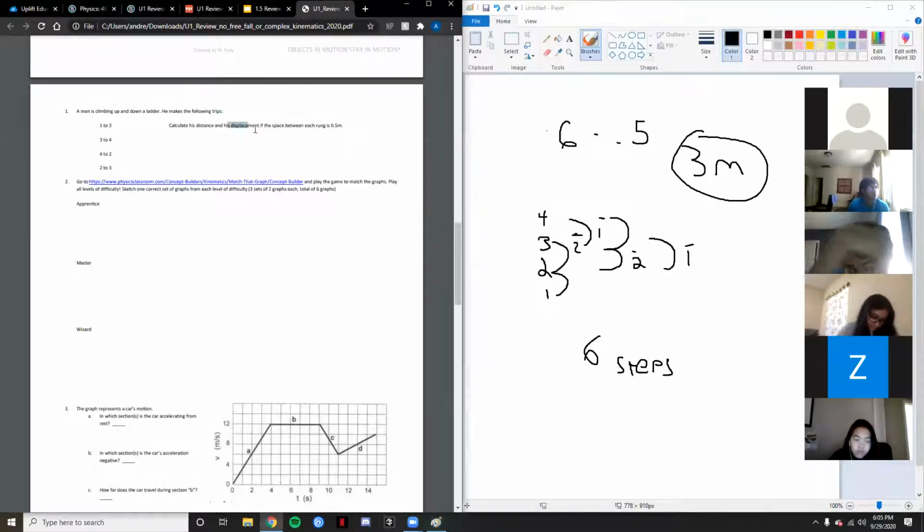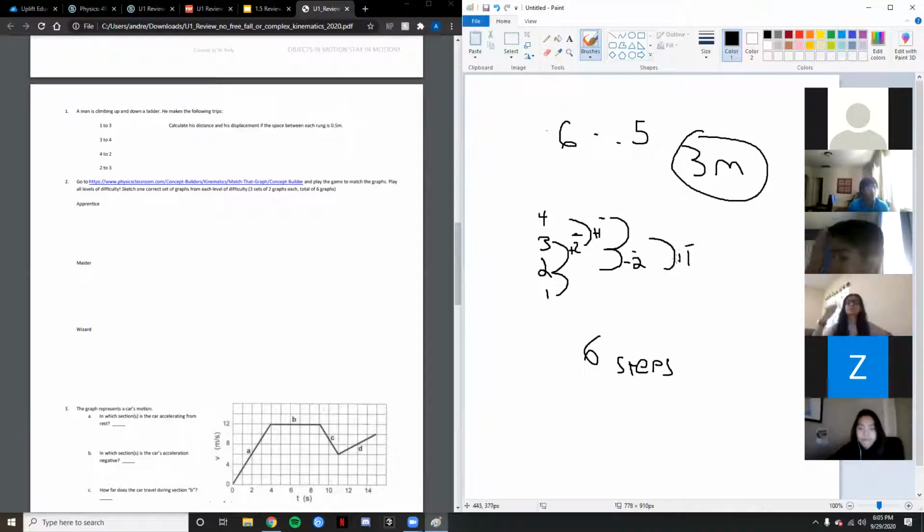Now we have to calculate his displacement. So with this one, you would see the positive. So he goes up 2 on the first one, so that's a positive. Then he goes up 1, so that's another positive. Then he goes down 2, so that's a minus. But then he goes up 1, so that's a plus. So then I would calculate plus, so 3 minus 2 plus 1. I get 2.